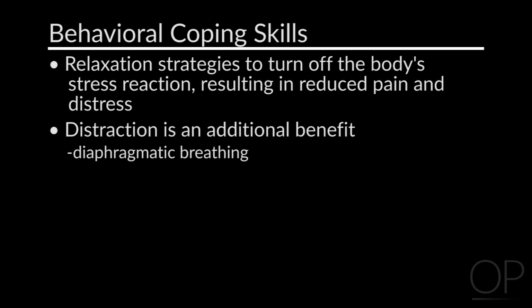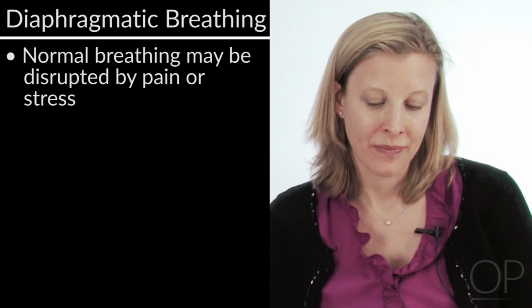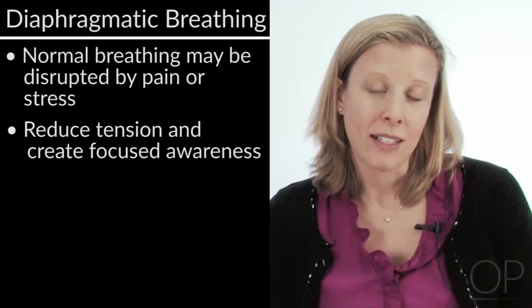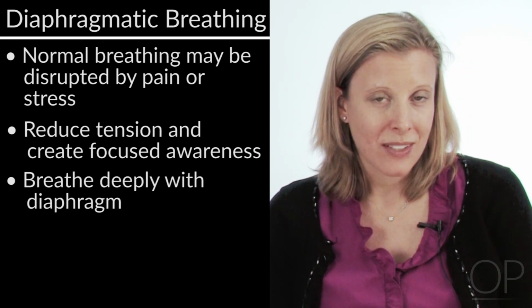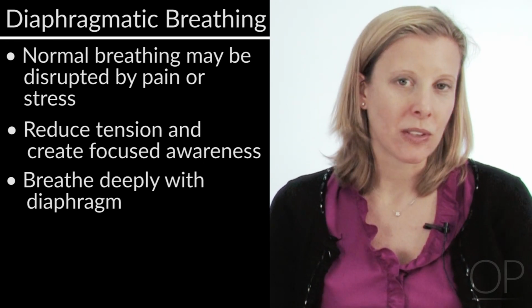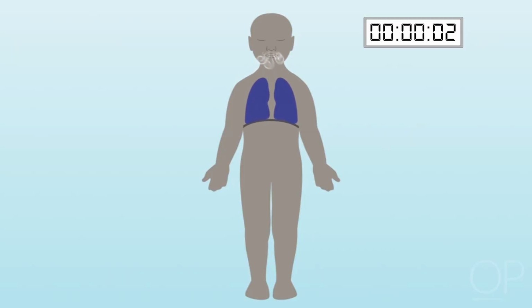So diaphragmatic breathing is the first coping skill that we often teach because it's the easiest for kids to pick up and it can be immediately very, very helpful. The idea is that normal breathing may be disrupted by pain or stress. So we teach deep, slow diaphragmatic breathing to reduce tension and create focused awareness. So we teach kids to breathe deeply with their diaphragm all the way into their bellies and to pretend that they have a balloon in their bellies and they need to fill up the balloon with as much air as possible. We teach them to breathe in slowly through their nose to a count of 4 and then out through their mouth to a count of 5 or 6, about 10 times.